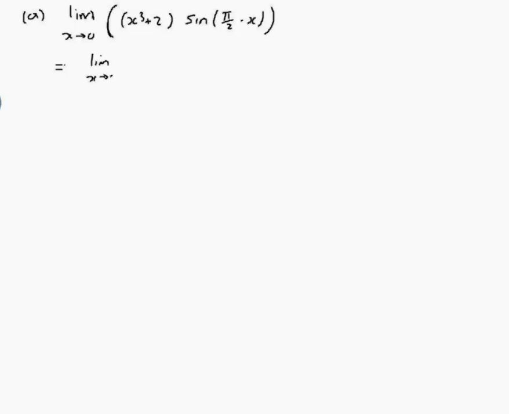The limit as x approaches 0 of x cubed plus 2, I can do that limit, and I can multiply it by the limit as x approaches 0 of sine of pi on 2 minus x. I can do that limit too. So both of those functions, there's nothing wrong with just subbing 0 in because they both exist there and they're nice continuous functions. So 0 cubed plus 2 for that one, and sine of pi on 2 minus 0, so that's just sine of pi on 2.